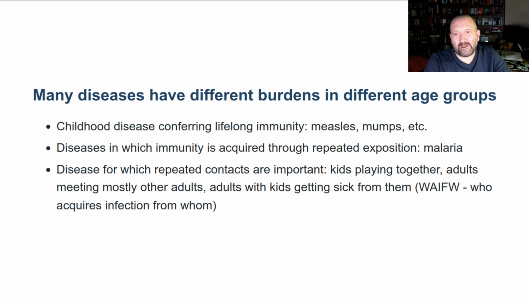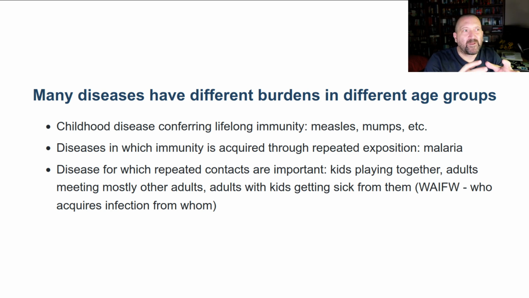Then there are diseases in which immunity is acquired through repeated exposure. For example, malaria typically kills younger children because they have not yet acquired immunity, but those who survive acquire immunity through repeated exposure to malaria. And so, of course, age groups are going to be very different in terms of how much the disease impacts them.